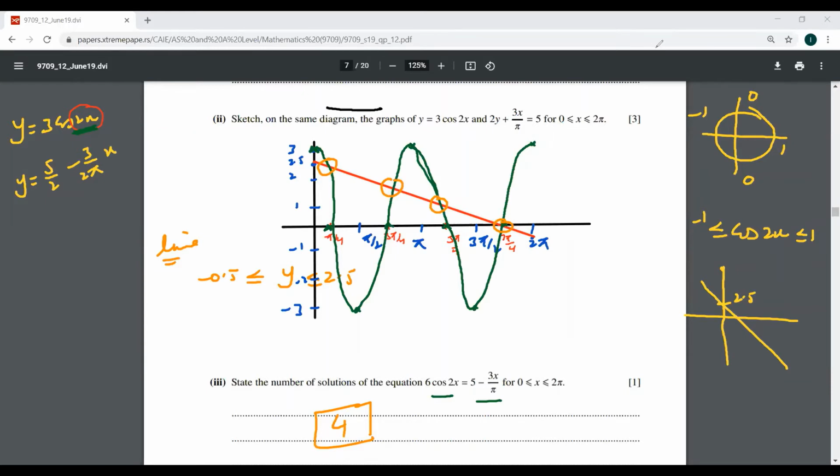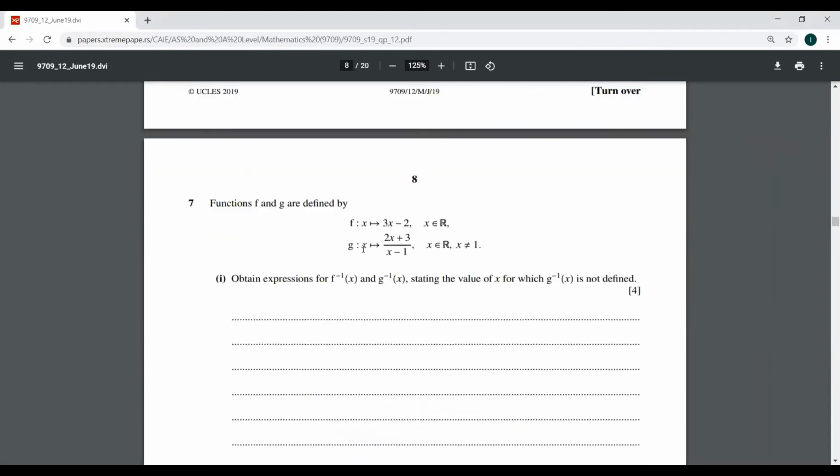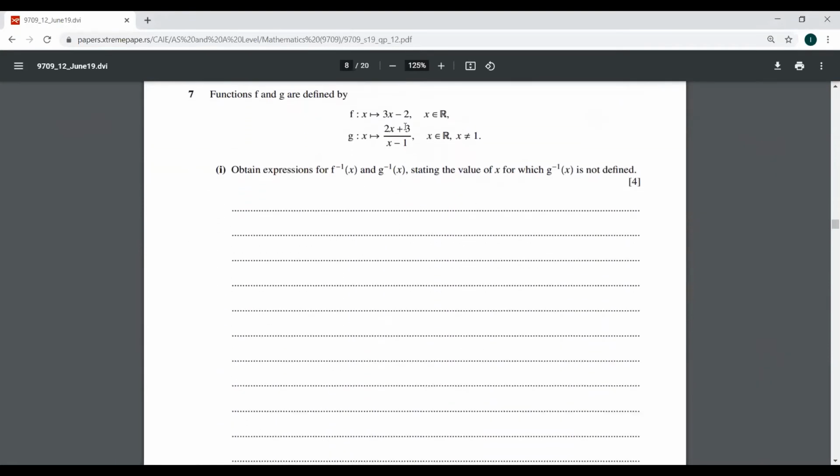Let's go on to the next question. If you don't have any question, I'm going to move on to the next question, guys. So the next question is question number 7. It's a question on functions.